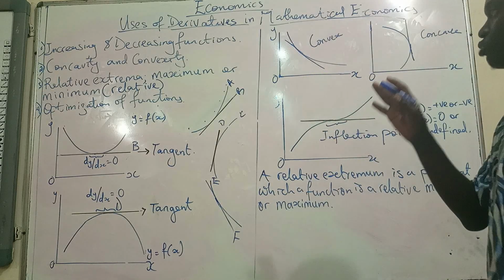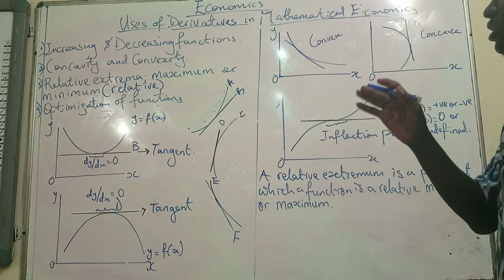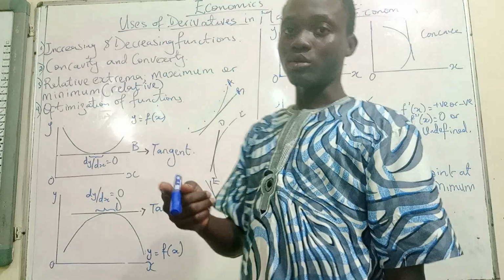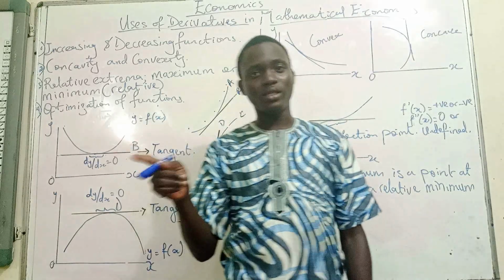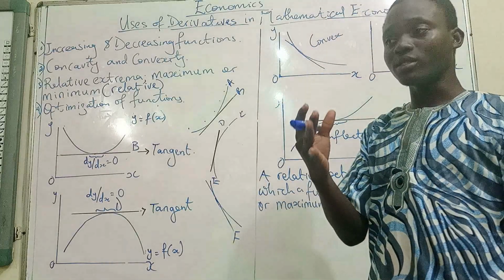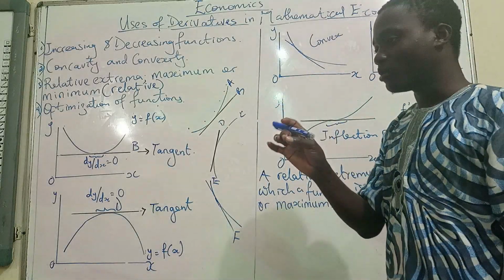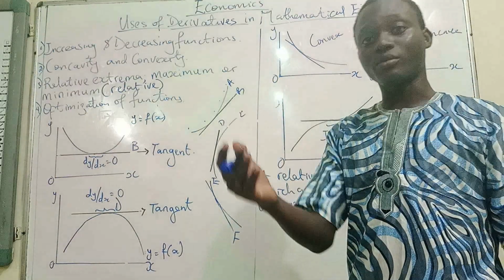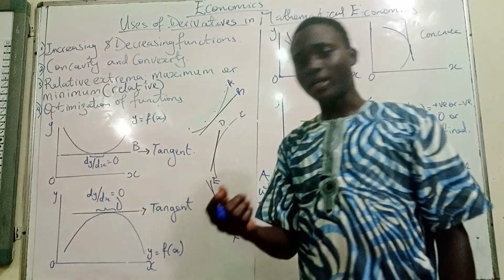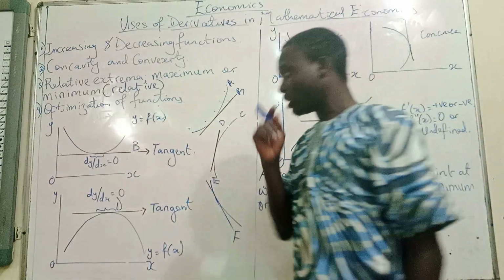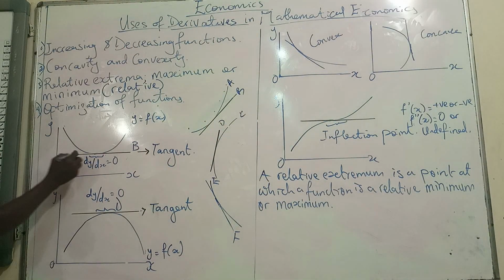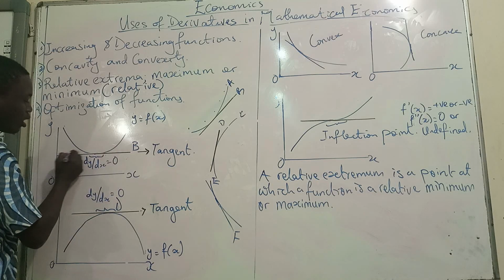The way to identify a relative maximum or minimum is first to understand something that we call a relative plateau. A relative plateau is a point where your function is neither increasing nor decreasing. At that point, the slope of your function is 0 or undefined. Now I will show you an example of a relative plateau here. This here is an example of a relative plateau.